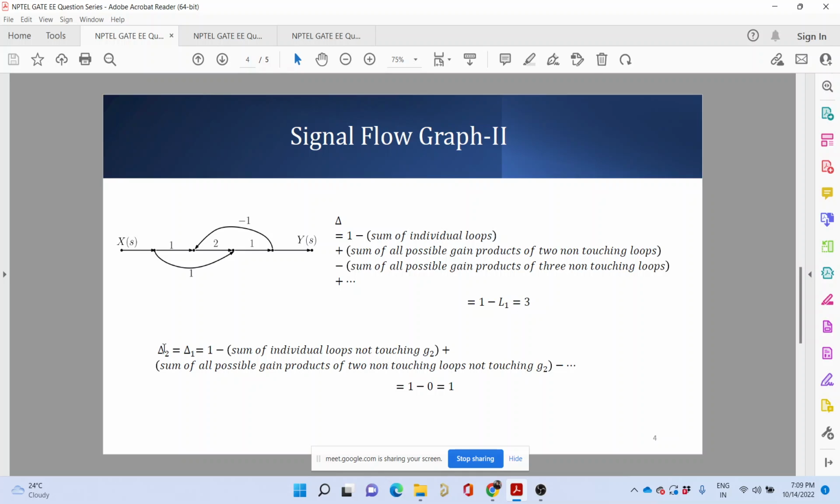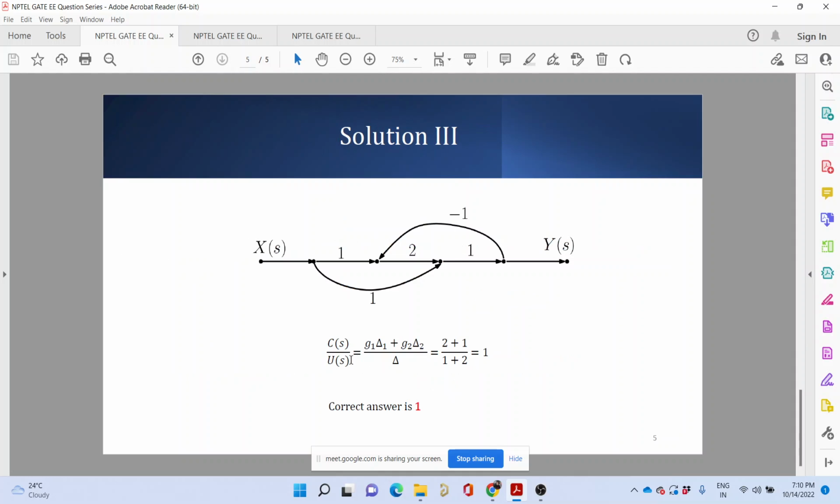Again for delta 1 and delta 2, as the loops are touching both the forward paths, all other terms would go to 0. You are left only with the first two terms and you would get delta 2 equal to 1. Having said that, use Mason's gain formula, and you will get the answer 1. So Anubhav was right. The correct answer is 1. Abhishek, why did you get a wrong answer? This signal flow graph I have solved millions of times.